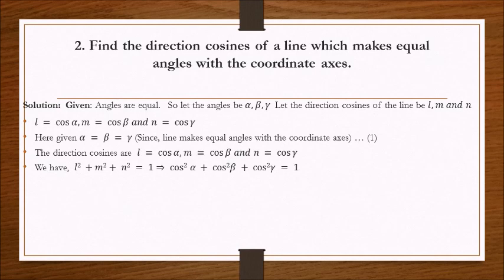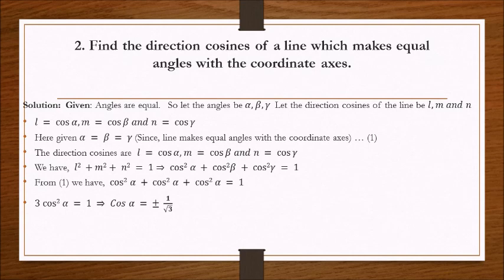Now we have the note L square plus M square plus N square equal to 1. So substitute in this, cos square alpha plus cos square beta plus cos square gamma equal to 1. But cos alpha equal to cos beta equal to cos gamma, these three things are equal. So we get cos square alpha plus cos square alpha plus cos square alpha equal to 1, which implies 3 cos square alpha equal to 1, which implies cos square alpha is 1 by 3. So when you take square root on both sides, you get plus or minus 1 by root 3. So the direction cosines all are equal. So therefore L equal to plus or minus 1 by root 3, M also equal to plus or minus 1 by root 3, N also equal to plus or minus 1 by root 3. So this is the answer.